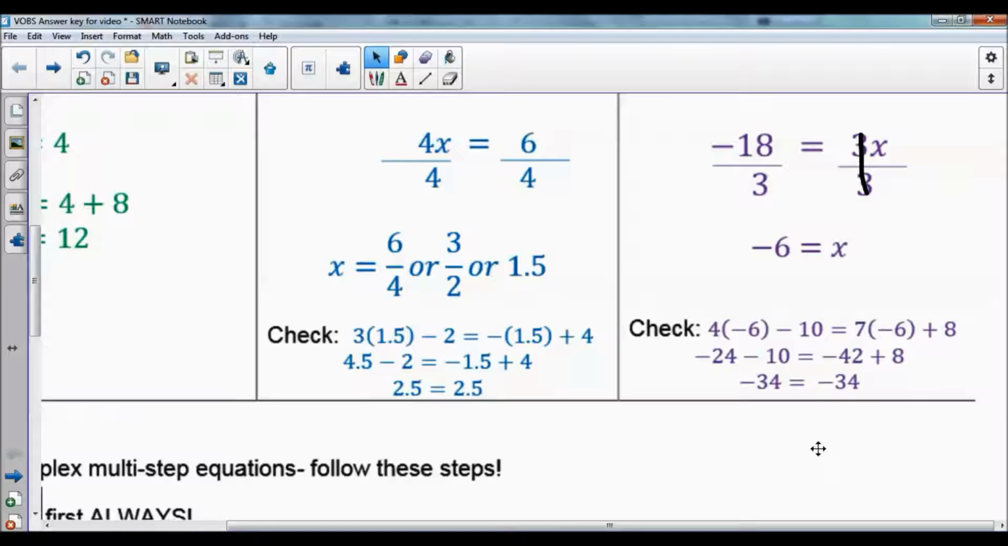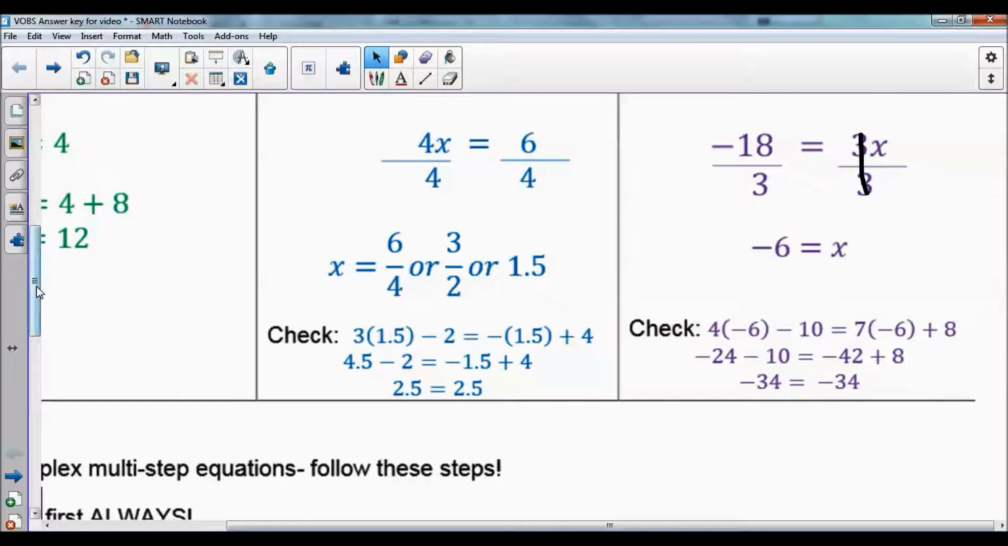Negative 24 minus 10 is negative 34, and negative 42 plus 8 is negative 34. So we did it correctly, right? If we plug in our x on both sides for our variable and we get the same number on both sides of our equal sign, we know that we did it right.